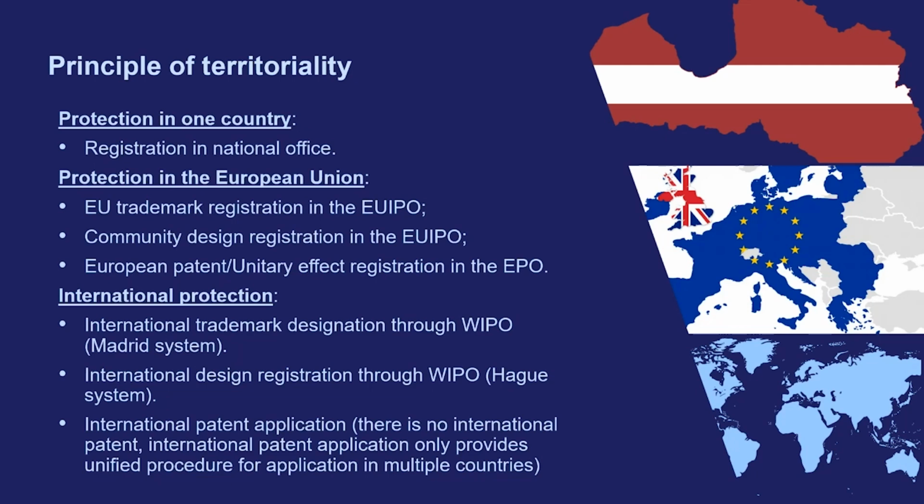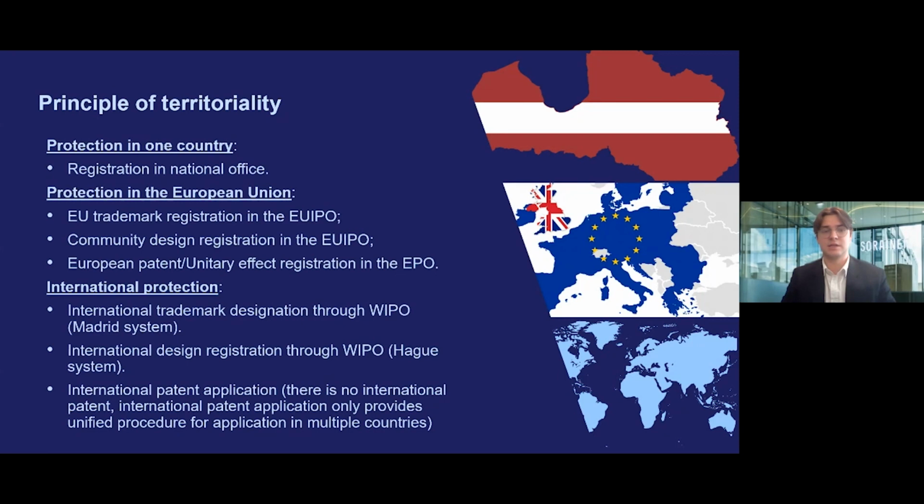The first one is registration in a national office. In this case, the protection is granted in one specific country. Then there is also a chance to register IP objects in the European Union. In case of trademarks and designs, it can be done through the European Union Intellectual Property Office. And the protection in this case is granted throughout the whole European Union.